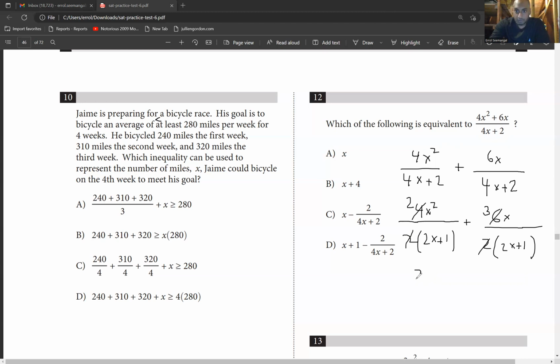We have 2x squared over 2x plus 1, plus, this one is what, 3x over 2x plus 1. Did I do that right?